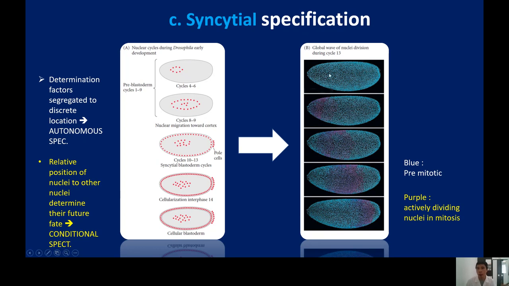It is the global wave of nuclear division during the cycles of 13 of the embryo, shown here. This is pre-mitotic, there are no divisions of nuclei. But then shown here, the purple ones, the actively dividing nuclei in mitosis, occur firstly in the frontal part, like this, and this wave will move into the caudal part, like this.